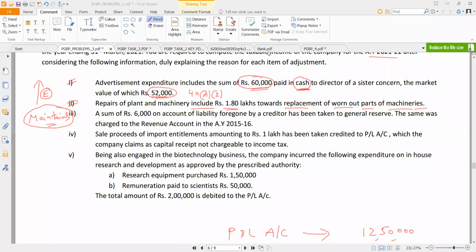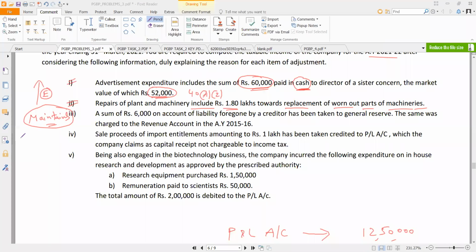Car tires. So changing the tires of the car, which became old, will it become capital expenditure? Or is it revenue expenditure? It is revenue expenditure. Same thing here also. How can you say capital expenditure?